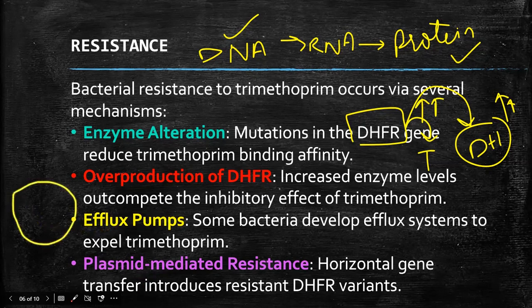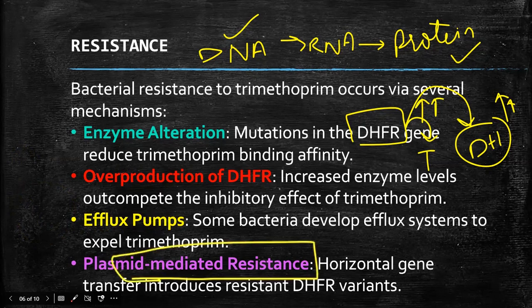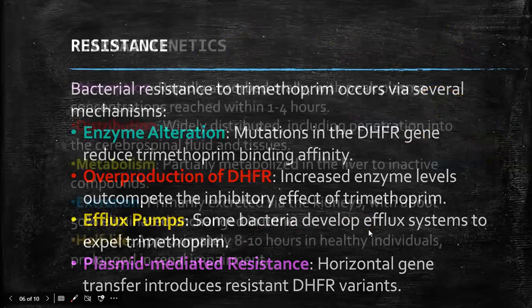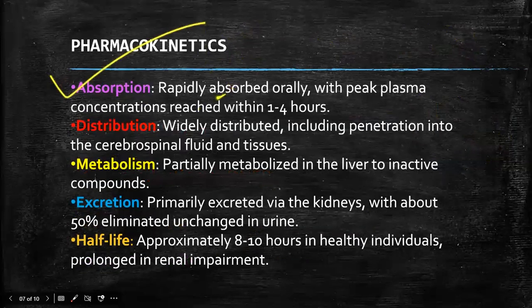Next is efflux. So here is the bacteria. Bacteria continuously expel trimethoprim from inside the body, and ultimately you will see a low concentration of trimethoprim inside the bacteria. Next is plasmid-mediated resistance. Resistance develops due to plasmid-mediated modification. Plasmids are transferred from one bacteria to another, and ultimately a lot of variants of the bacteria develop that can tackle the trimethoprim antibiotic.